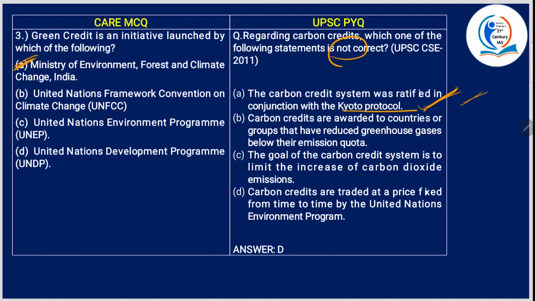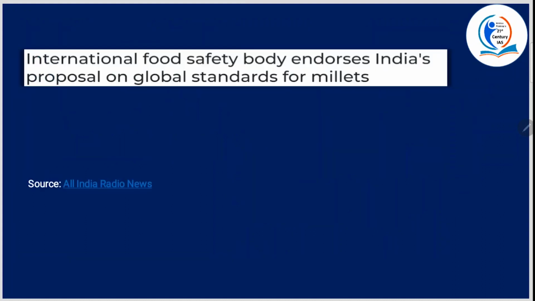All right. Carbon credits are awarded to countries or groups that have reduced greenhouse gases below their emission quota. This is true. The goal of the carbon credit system is to limit the increase of carbon dioxide emissions. Yes, we have just seen that in the explanation of the first statement, right? So this is also correct. Now, carbon credits are traded at a price fixed from time to time by the UNEP. See, when you know these three statements are absolutely correct and he's asking for the incorrect statement, D will be your answer, because obviously this is the only statement left out, right? Okay. Next, International Food Safety Body endorses India's proposal on global standards for millets.